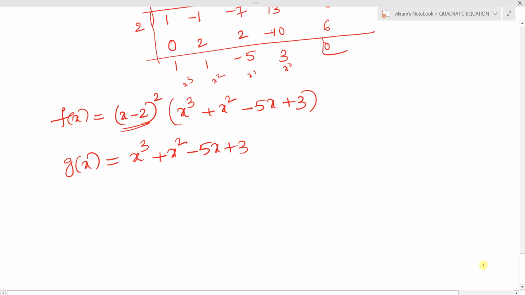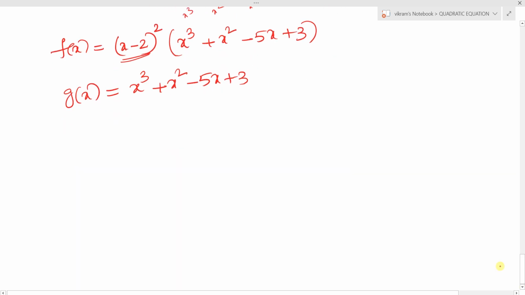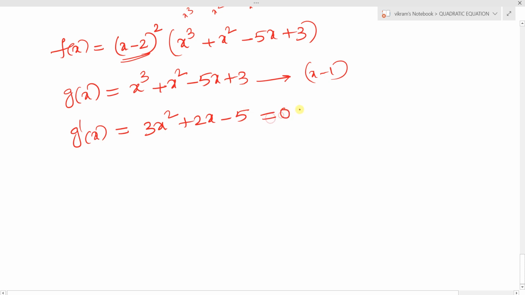Okay, for the given f of x, the two roots are found. Now we need to find the other roots. To find the other roots, now it is another polynomial g of x. To find out this one, the sum of the coefficients is 0. Okay, the sum of the coefficients is 0 means x minus 1 is a factor. Similarly, to find out the other roots, find out the first derivative, 3x square plus 2x minus 5 equal to 0.